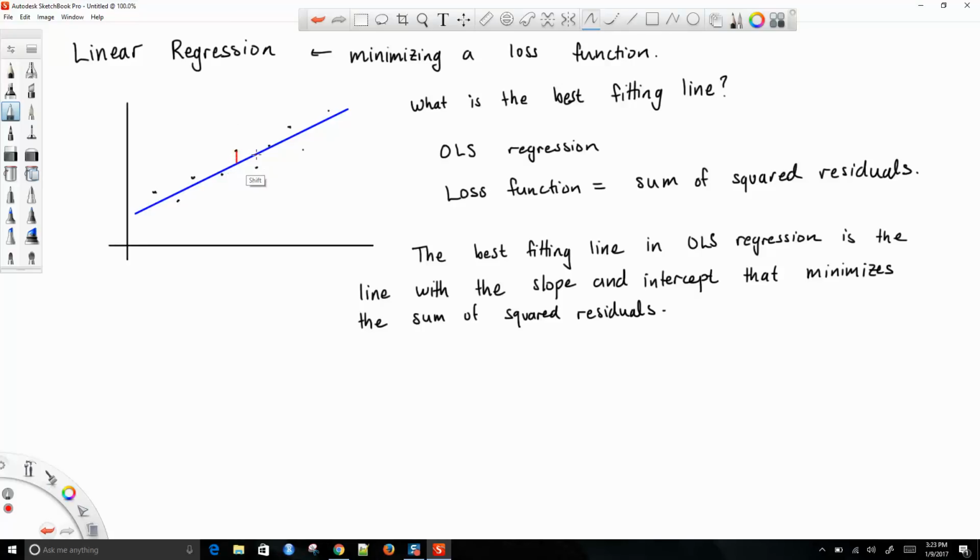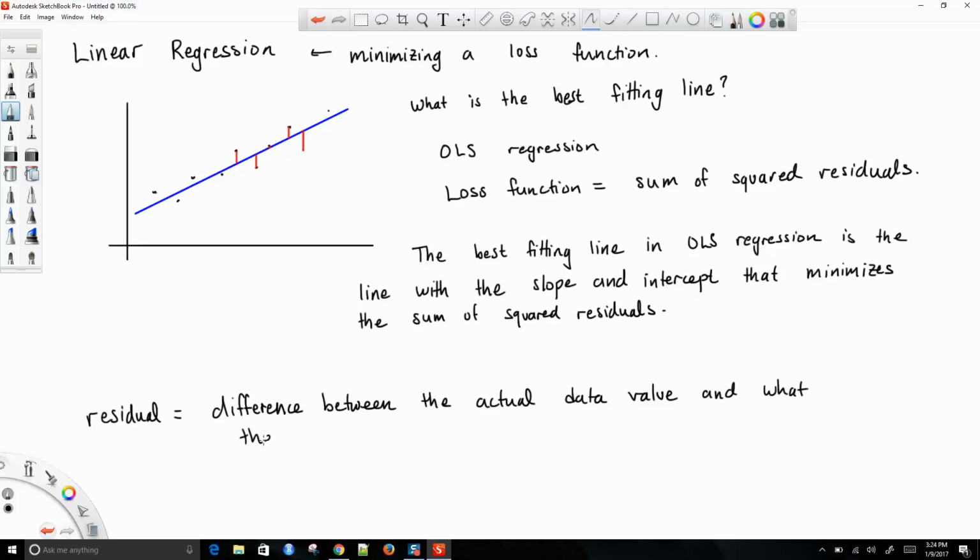So, you know, the residual is kind of the difference between the prediction, where our line ends up being, and where the actual data is. All right, is that good?